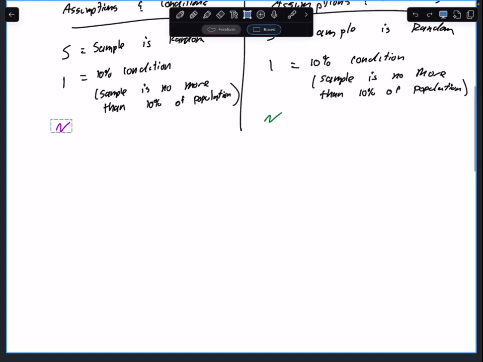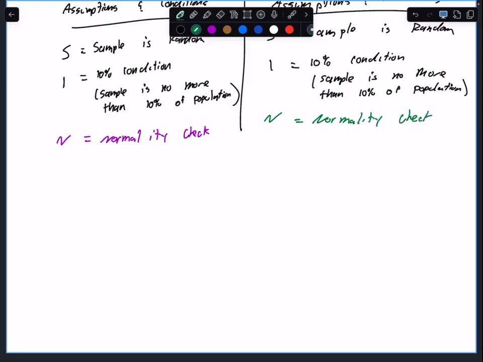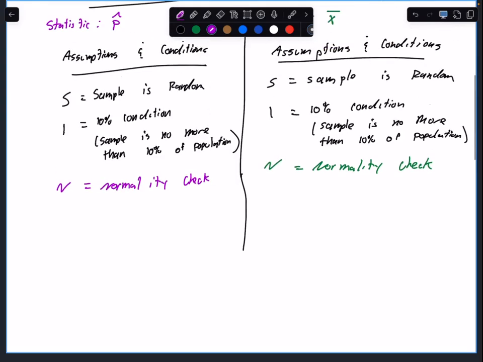And then we get to N. This is the normality check, and this is where it becomes different. We have two different normality checks: one here, and one here. And this is where things are different. The normality check for proportions is called what? This was what's on the last exam. How do you check for normality with proportions, things that are successes and failures? What is it called?